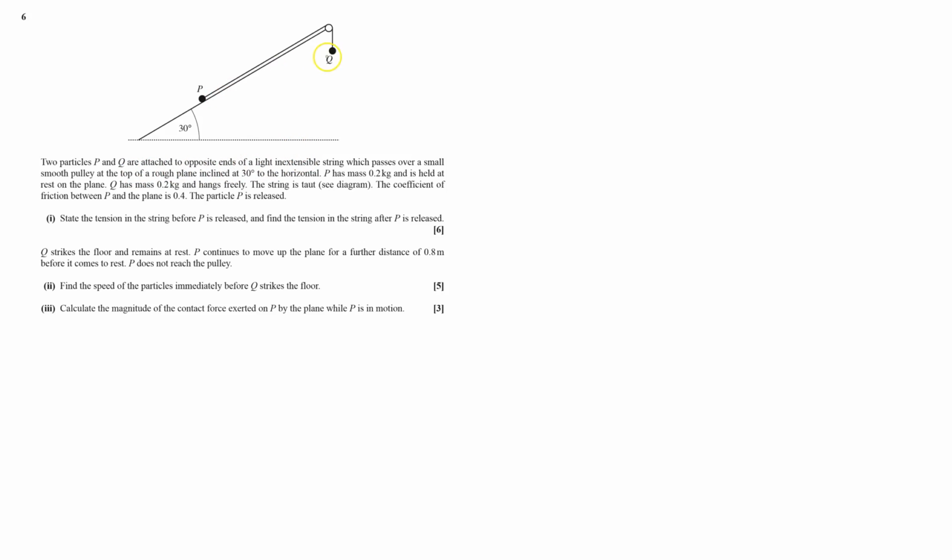P and Q are connected by a light inextensible string, passing over a smooth pulley, with a rough plane. Therefore, we're going to have friction. P has mass 0.2, let's just put that in here, that's 0.2 g. And Q has also 0.2 g. So Q is 0.2 g as well.